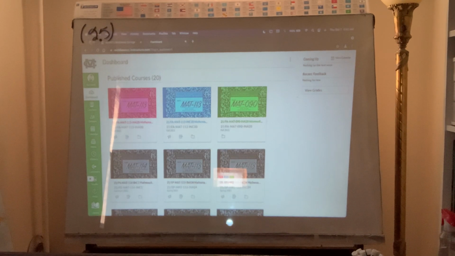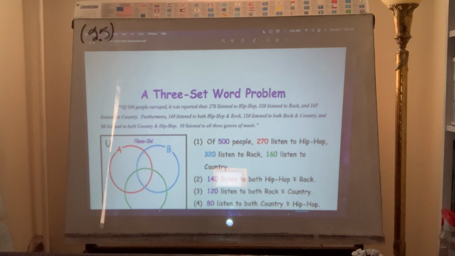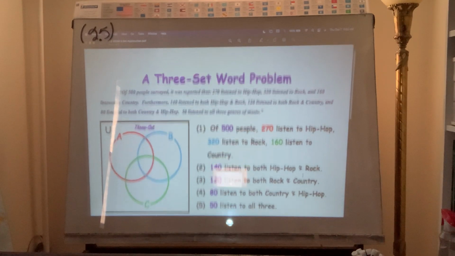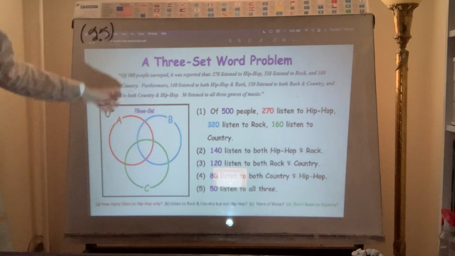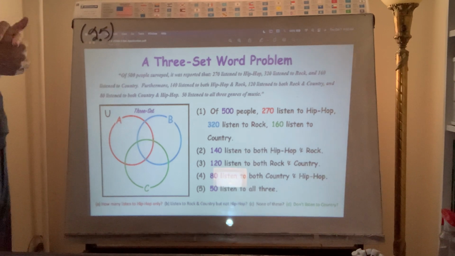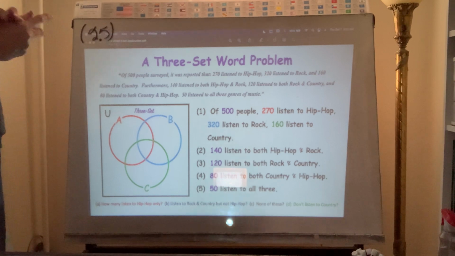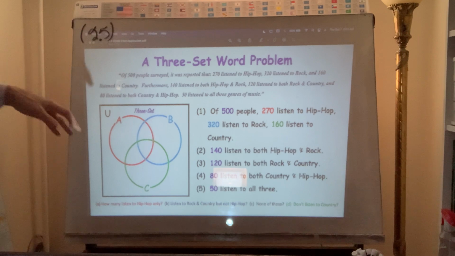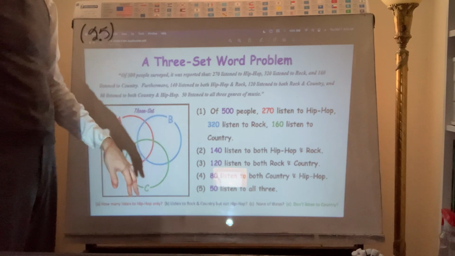Here's our example for section 2.5, the three-set application. See if that's visible. Looks like it's okay. 500 people surveyed. It was reported that 270 listened to hip hop, 320 listened to rock, 160 listened to country. Furthermore, 140 listened to both hip-hop and rock, 120 listened to both rock and country, and 80 listened to both country and hip-hop. Lastly, 50 listened to all three genres of music.